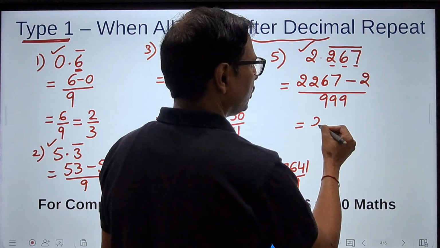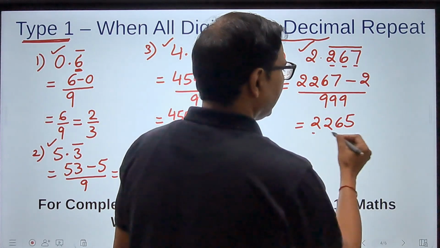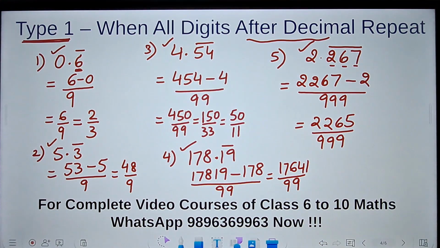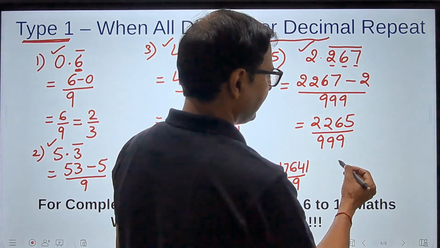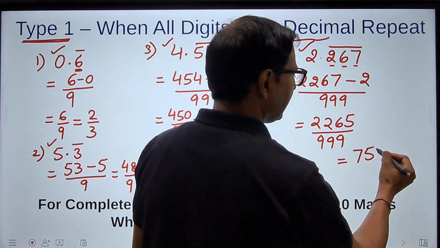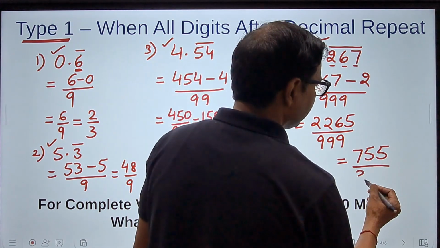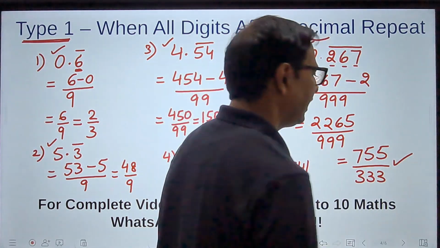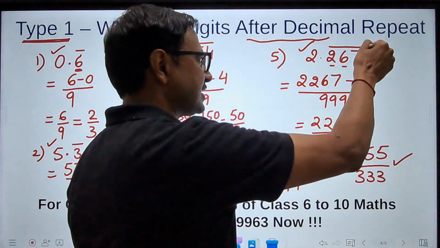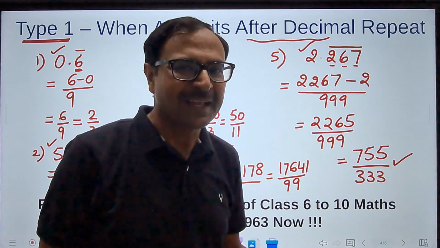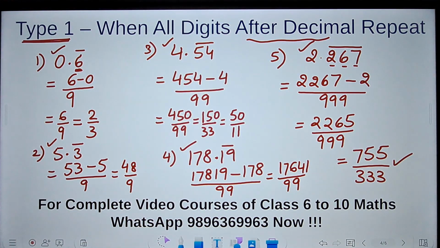And now 2265 in the numerator, divided by 999. And can you see there are some common factors here? I think there is a common factor 3 here. So if you divide this by 3, 3 sevens are 21, 3 fives are 15, and in the denominator 3, 3, 3. And now this is not divisible by 3, right? And so this is the rational equivalent of 2.267, 267, 267 and so on. Right? Okay. If you have understood this, now this is half the job done.